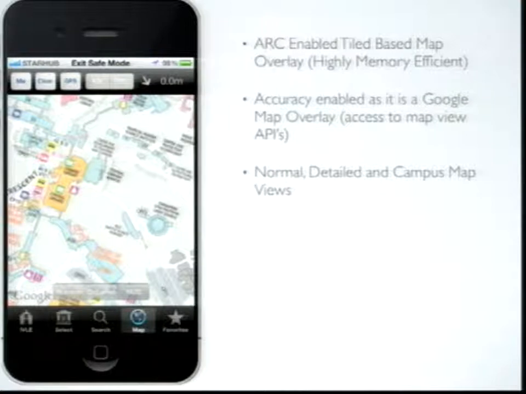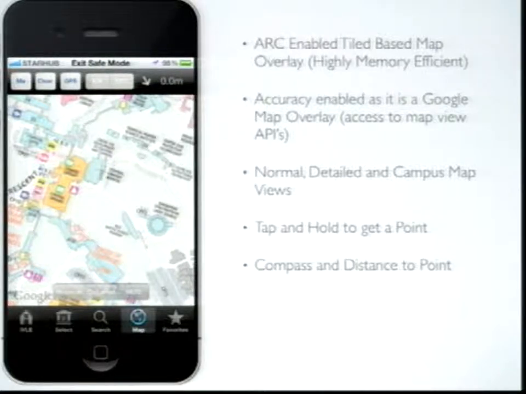Next up, of course, we have normal, detailed, and campus map views. And I can even tap and hold to get a point. So it's something that I'm used to in, say, the Maps application. I can just tap and I can have Central Library pop up. If a certain place has multiple locations, let's say here actually contains the annex as well, the multiple locations will just drop in automatically. It's very user-friendly. And you also have the compass and distance to point.